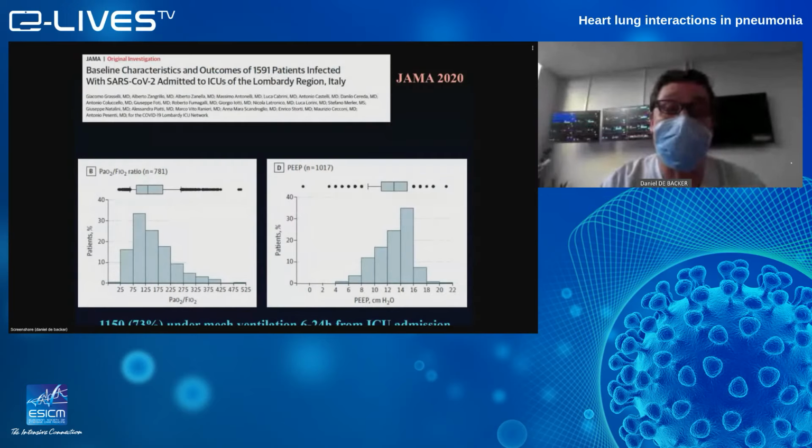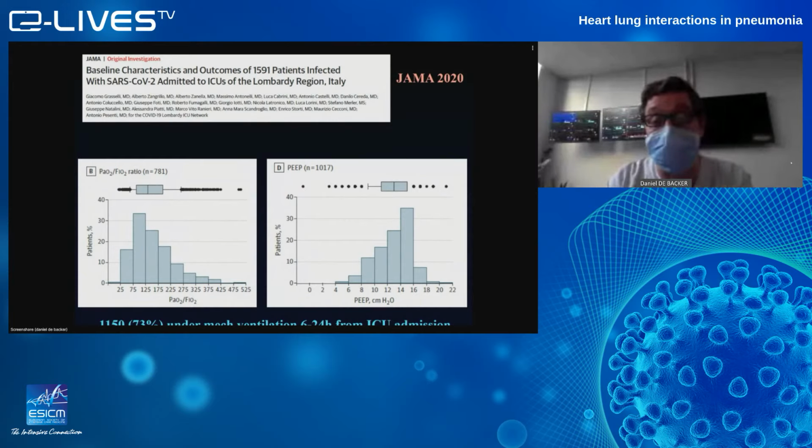And if we look at the level of shunt estimated, by the way, by the PF ratio that we have here in these very recent data from the Italian group in the Lombardy region, you can see that the PF ratio is 125, 150 as a median value.